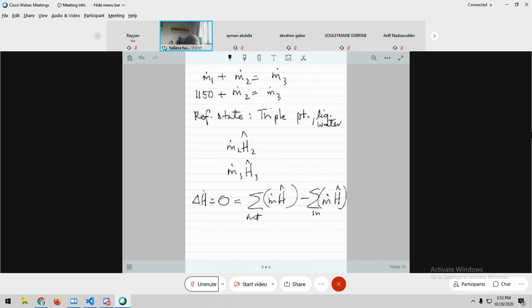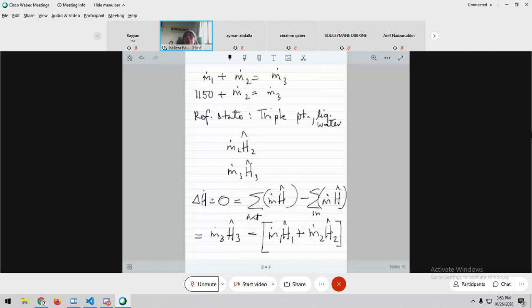If you look at the diagram, you have M3 times H3, that's your outlet, minus your inlet, M1 H1 plus M2 H2, your enthalpy 2. So every enthalpy is available. The only unknowns are M3 and M2.